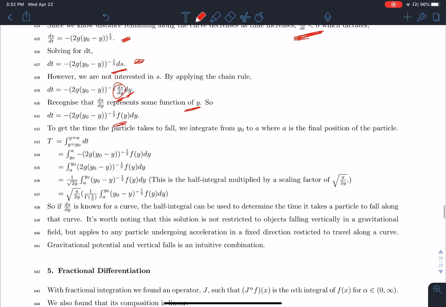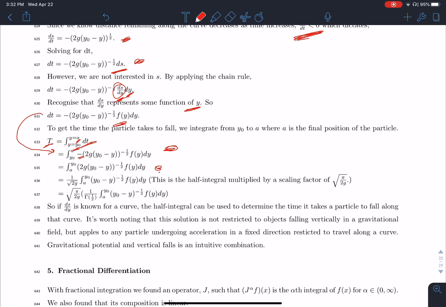And then if we want to figure out the time it takes for the particle to fall from a starting point to some final height, let's call it A, we just do the integral, add up all the dt's. We know what dt is. Let's just plug that in right here. Okay, now we have that. And let's get rid of the negative, because that's annoying, by flipping the limits of the integral.